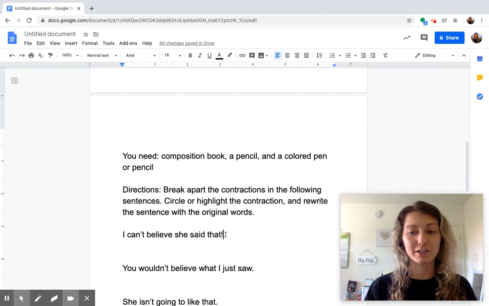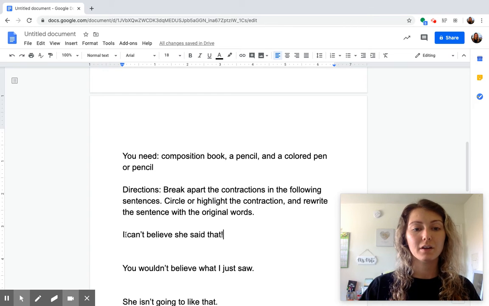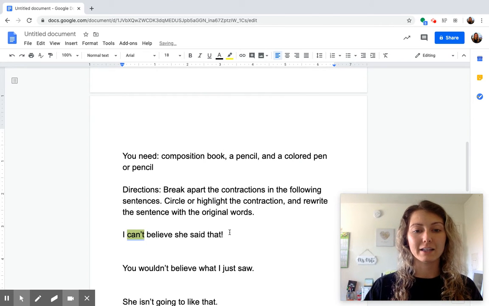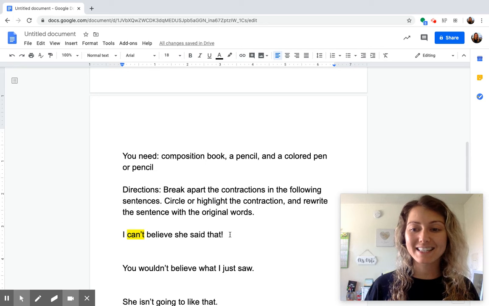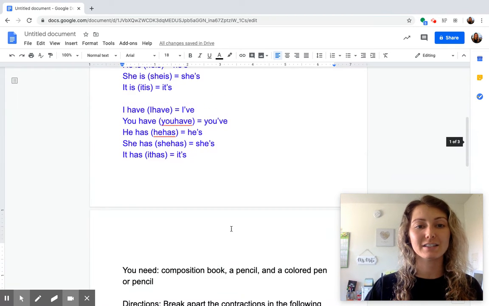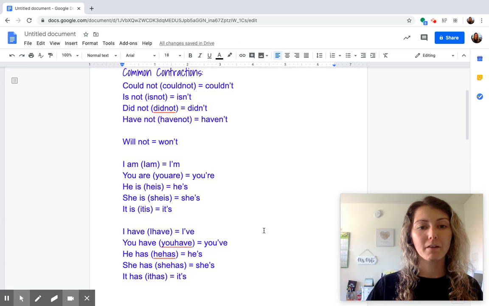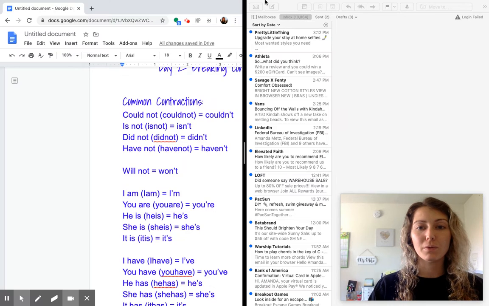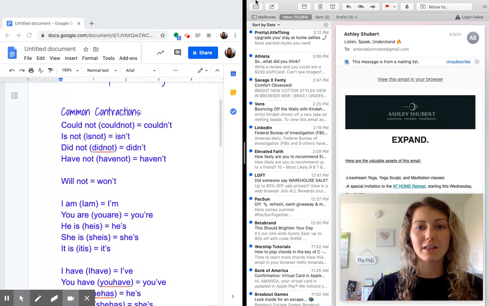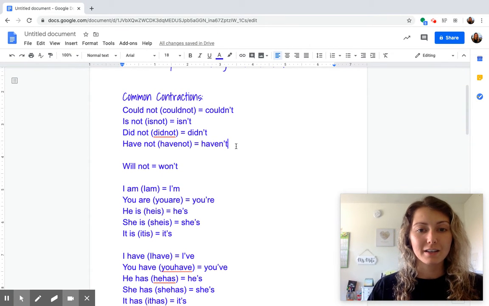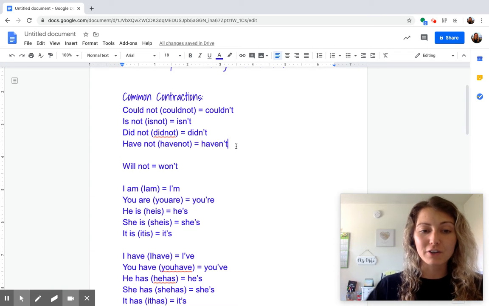Where is our contraction in this sentence here? Our contraction is can't. So I'm going to go ahead and highlight that word can't. Now, what does can't stand for? What is can't a contraction for? Which two words make up the contraction can't? We can look back up here. Ooh, Miss Metz actually doesn't have it in our cheat sheet. This is interesting. That means that we might need to figure this one out.